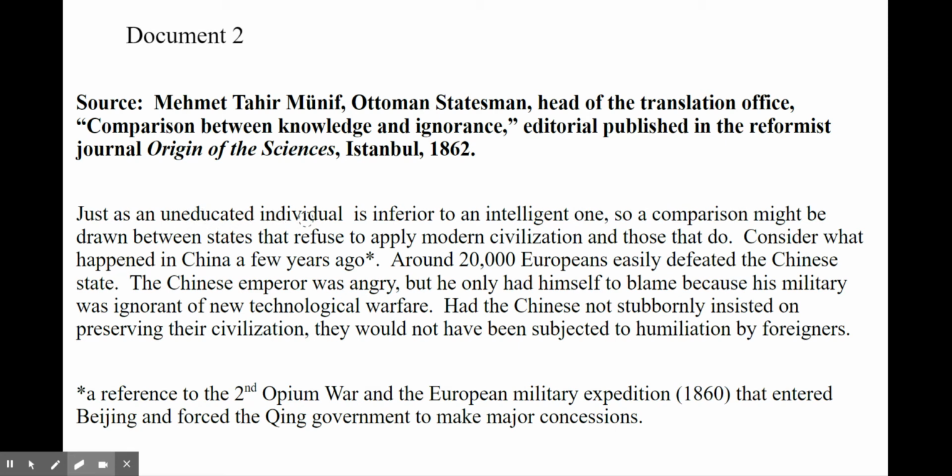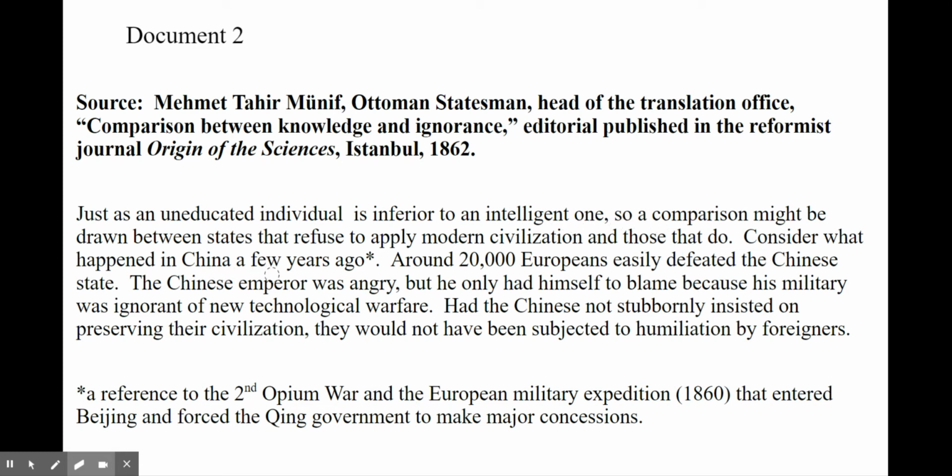Just as an uneducated individual is inferior to an intelligent one, so a comparison might be drawn between states that refuse to apply modern civilization. Notice how he's not really answering the question for you conveniently. He's not answering the question because this is not why he wrote this, or this is not why he said this. So let's just keep going here and see what I'm driving at.